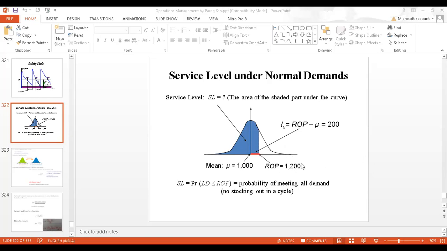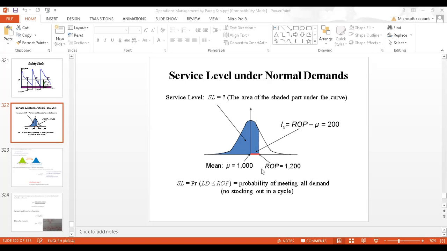Now when you are saying that your reorder point is 1200, it means that if this represents 1200, then this is representing 200. It is basically your safety stock. Okay, this is basically your safety stock, and this is your reorder point.